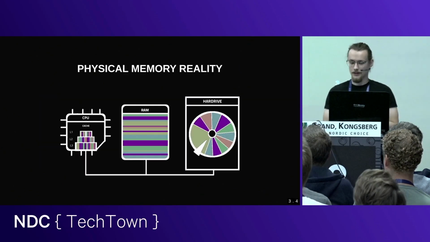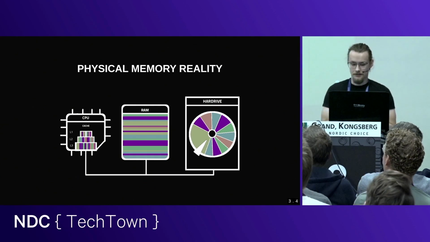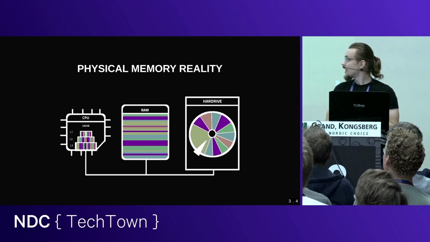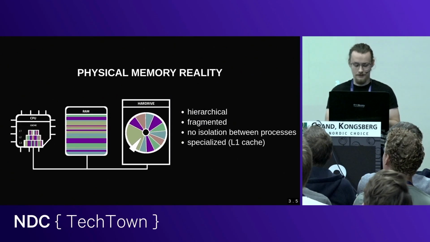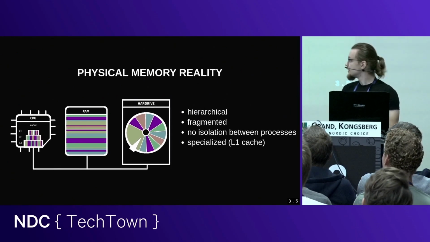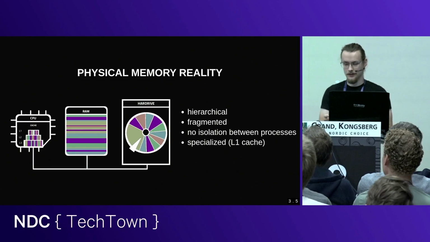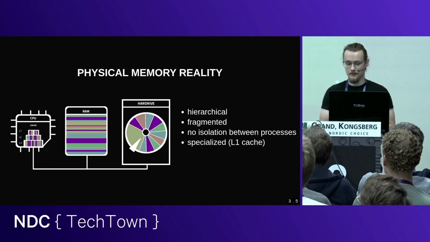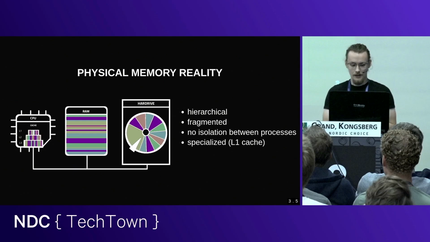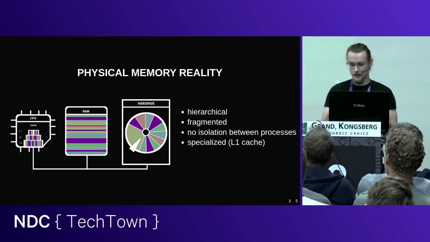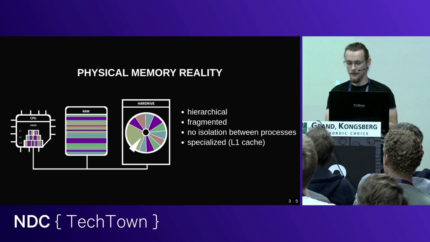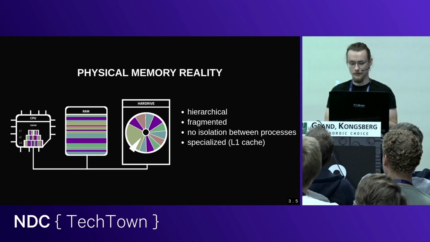If we take the red pill, it looks more like this. This is the physical memory reality, and each color represents a single process. This memory has a very strict hierarchy, and each level in the hierarchy differs from the next one by orders of magnitude in terms of memory access. This memory is also fragmented. Our program doesn't occupy continuous space. There's no isolation between the processes. Sometimes you can move physically one byte higher or lower and you will meet the memory of another process.